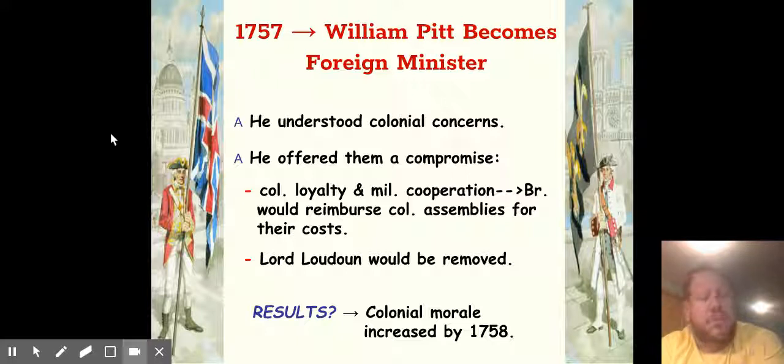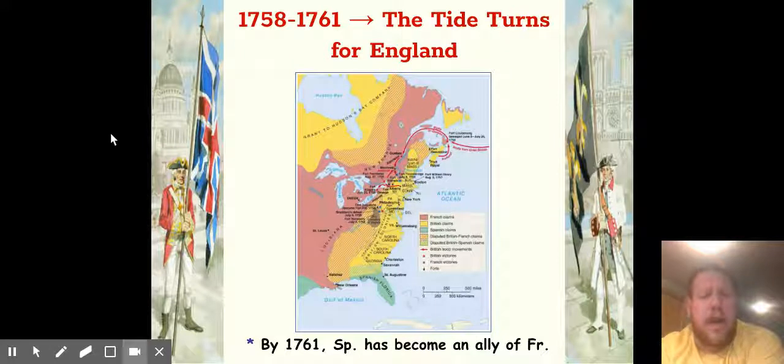And the idea is to fix that problem. Results: you have more colonial morale happening. Colonials are going to fight better, and the war starts turning towards the side of England. So we have a lot of victories for the English up here in Canada.